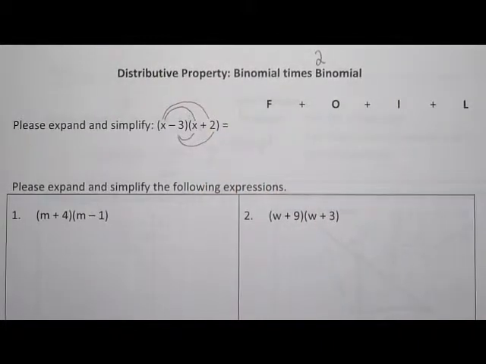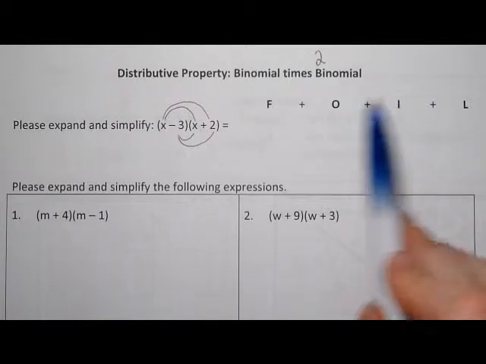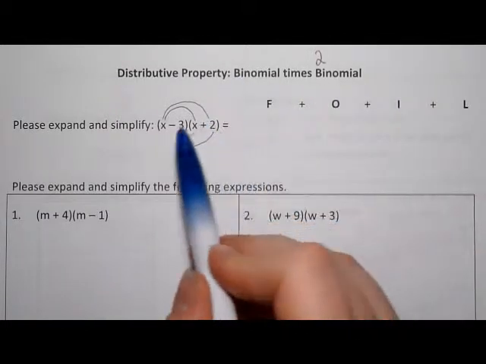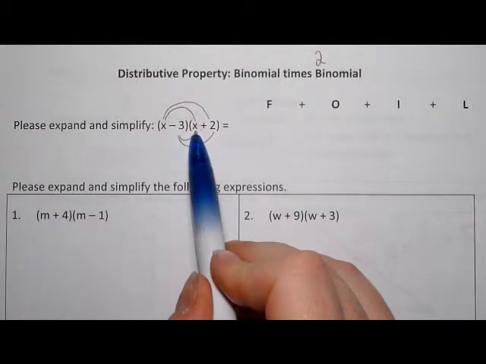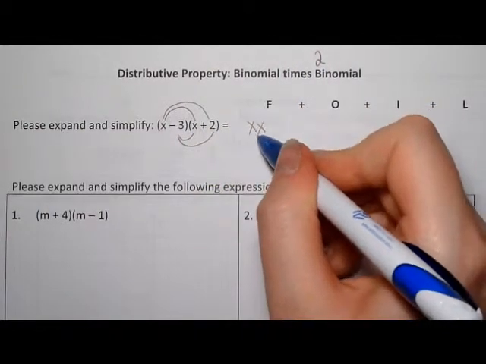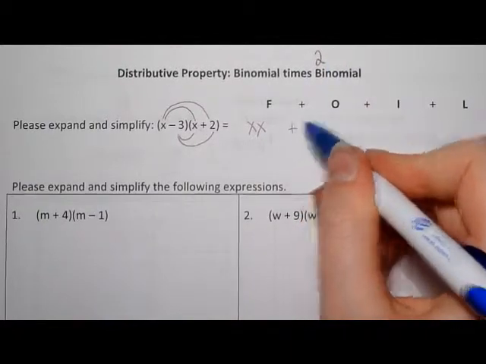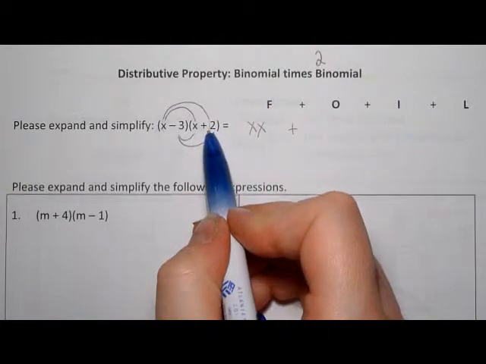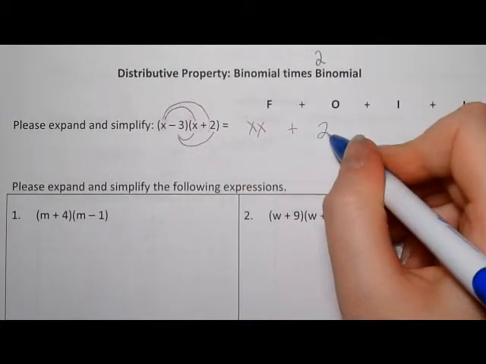from each parentheses. To keep track of this, we use what's called the FOIL method, F-O-I-L. The FOIL stands for first times first. The 2 first terms get multiplied together, so that is x times x. I'm going to add to this my outer terms multiplied together. So that's the x times the 2, that's 2x.